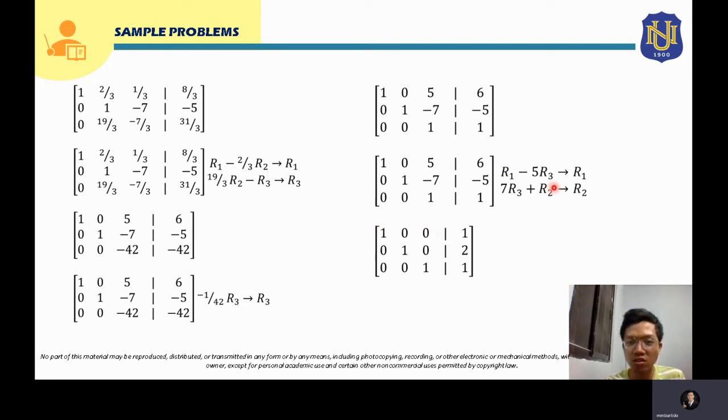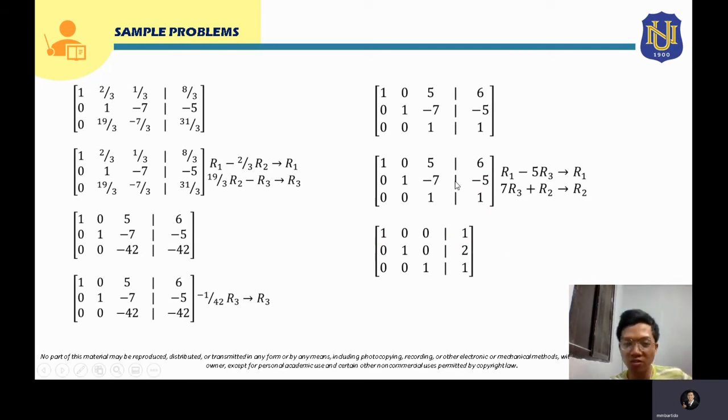Now for the new second row, 7 times R3. So 7 times R3, that will be 7 plus negative 7, so that will be 0 here. And then 7 times 1 plus negative 5, so that will be positive 2 here. So this will now be the new second row.